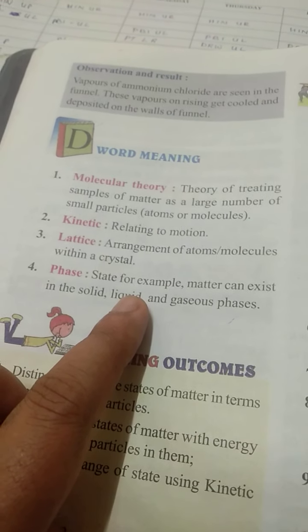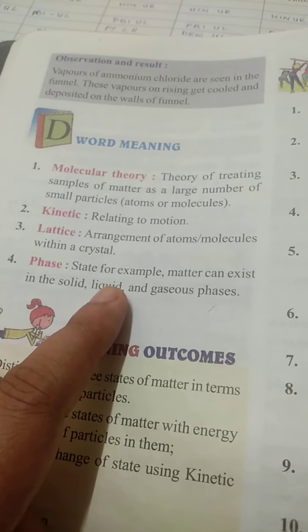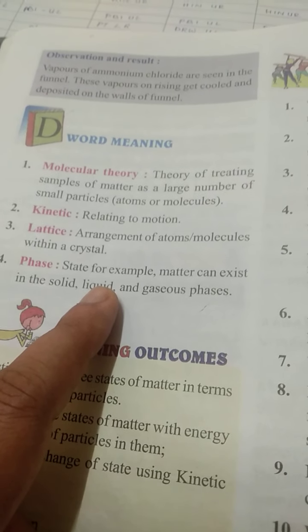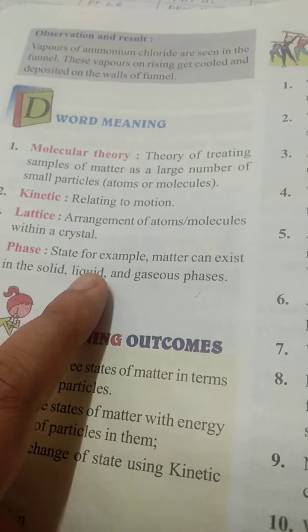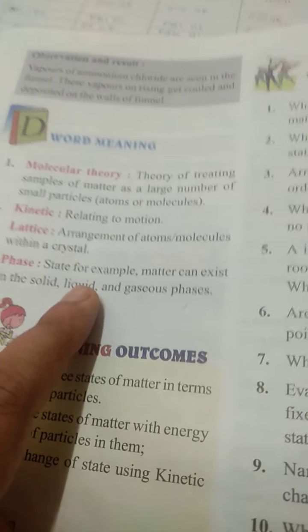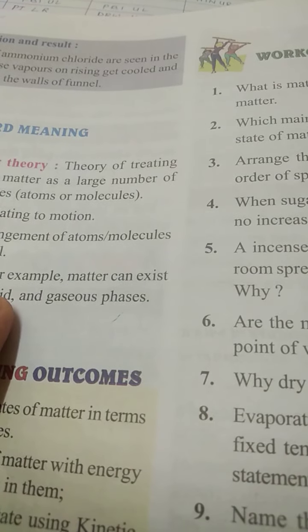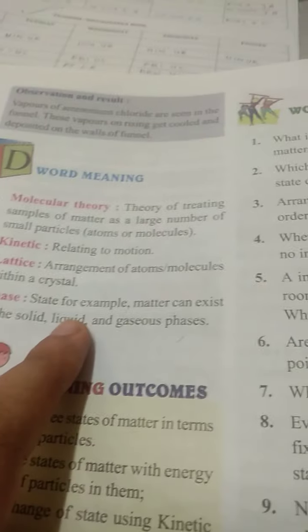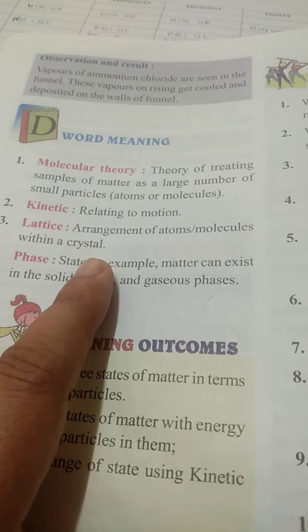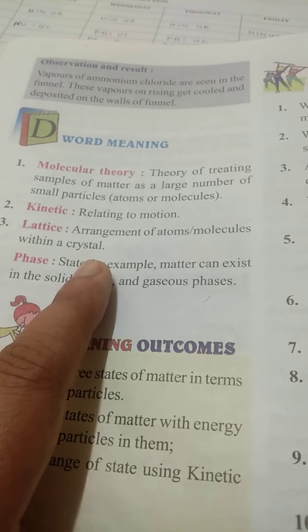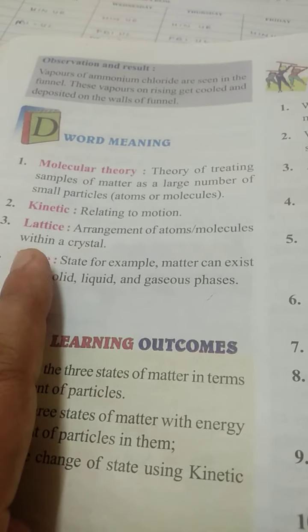Now there are some word meanings in this. First one is molecular theory. A theory treating samples of matter as a large number of small particles is called molecular theory. Kinetic means anything that is related to motion. Then lattice: what is a lattice? The arrangement of atoms or molecules within a crystal is called a lattice.